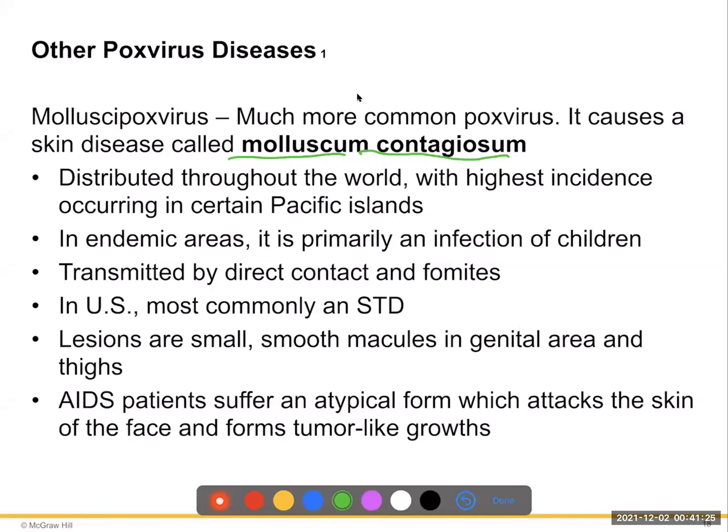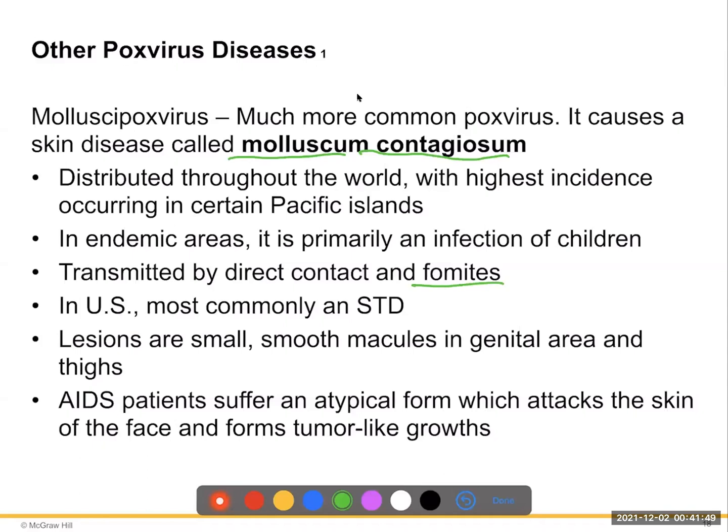Fomites are things that the virus can live on, can be transmitted on, like silverware, clothing, utensils, plates, anything that can transfer from one person. The virus can stay there for a little bit and survive temporarily and get transferred to another person. Those are fomites. They're inanimate objects that can transfer the virus.